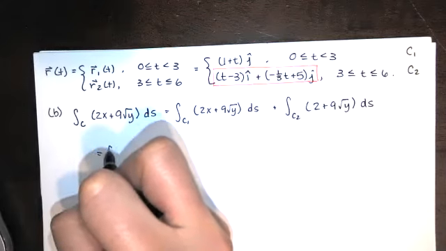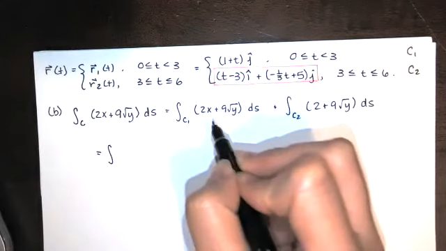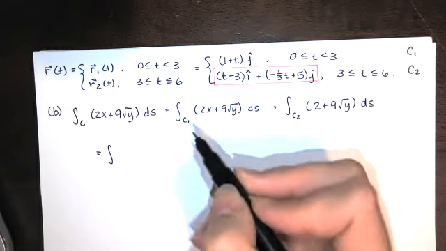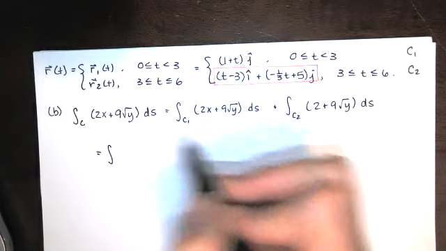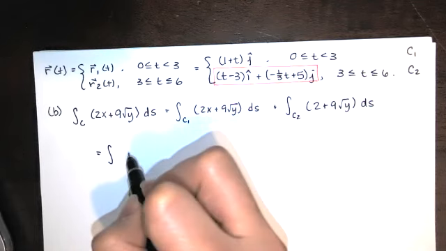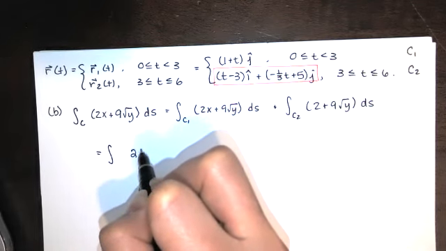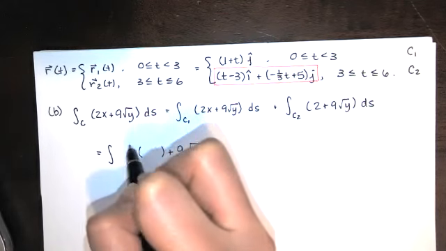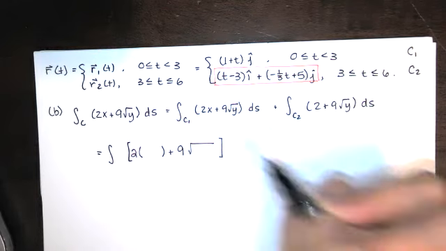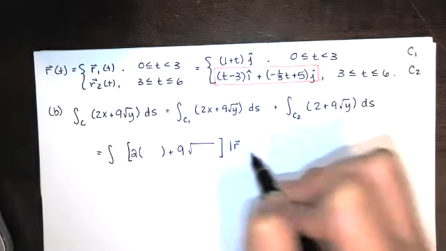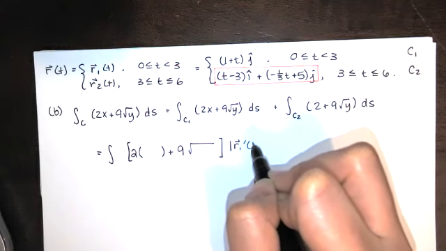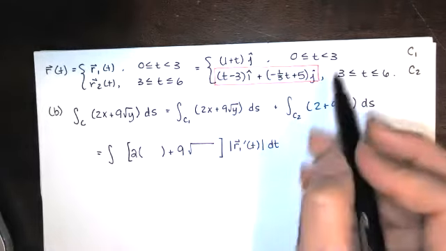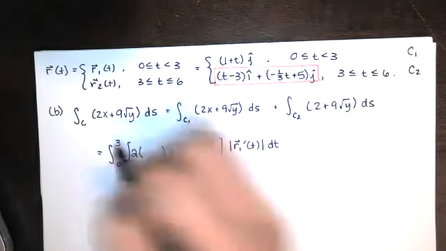So that's the plan. So that means we need to do a few things. We need to evaluate this in the following way. We're going to take this function and write it in terms of x of t and y of t. So we'll have 2 times x of t plus 9 times the square root of y of t. And then we'll multiply by ds, which is the magnitude of our r1 prime of t times dt. On that first piece, t goes from 0 to 3.